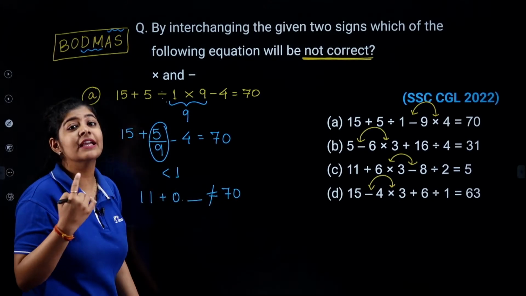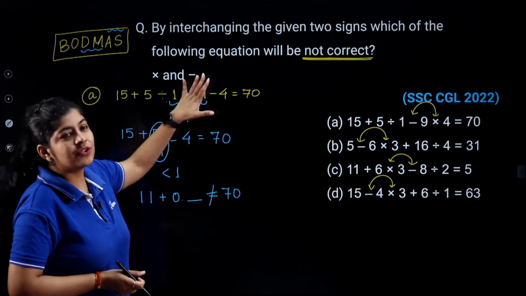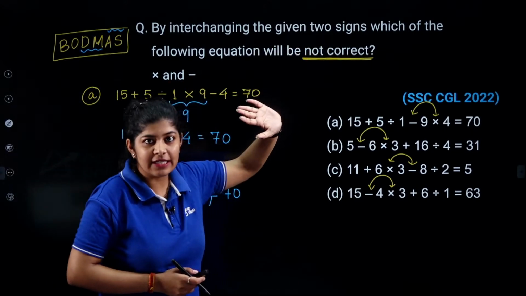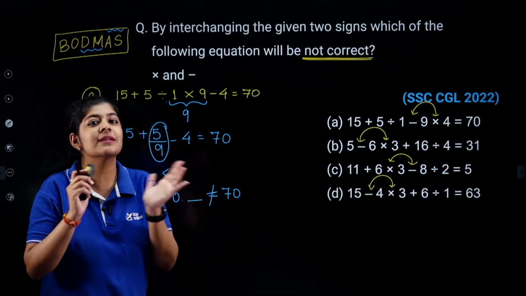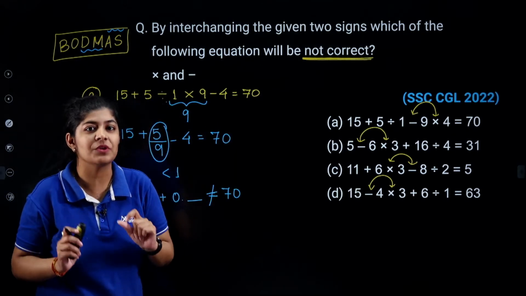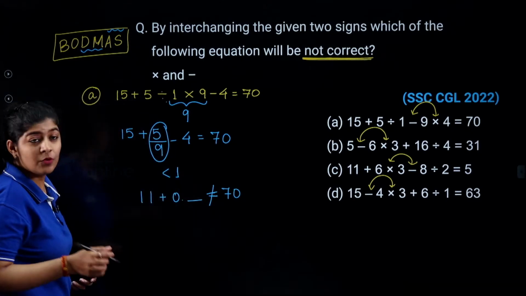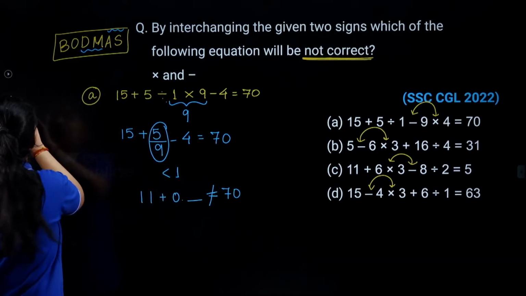Let's check the other equations as well. We need to identify the not correct one, and here we have got it. But we simply need to cross check the other equations as well, whether they are correct or not. So let's move on with option B.